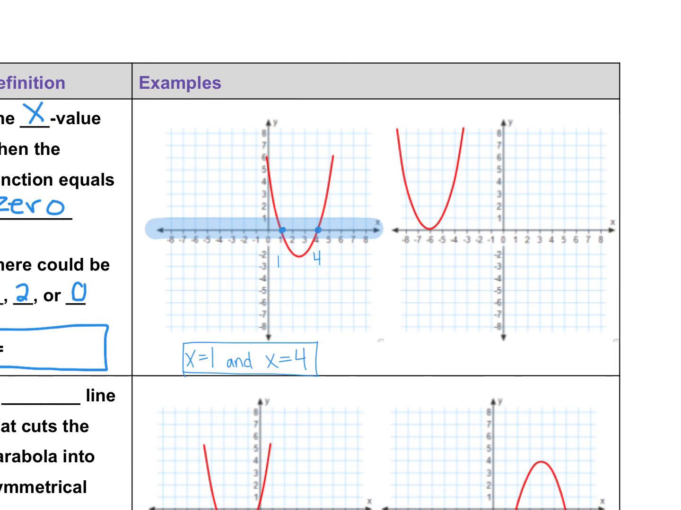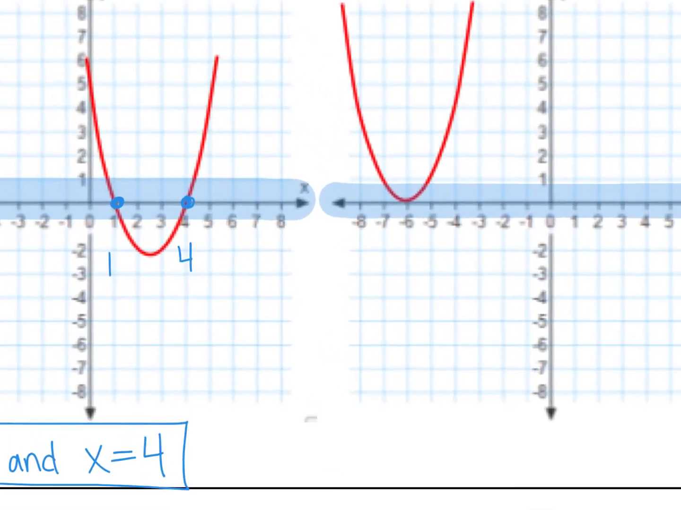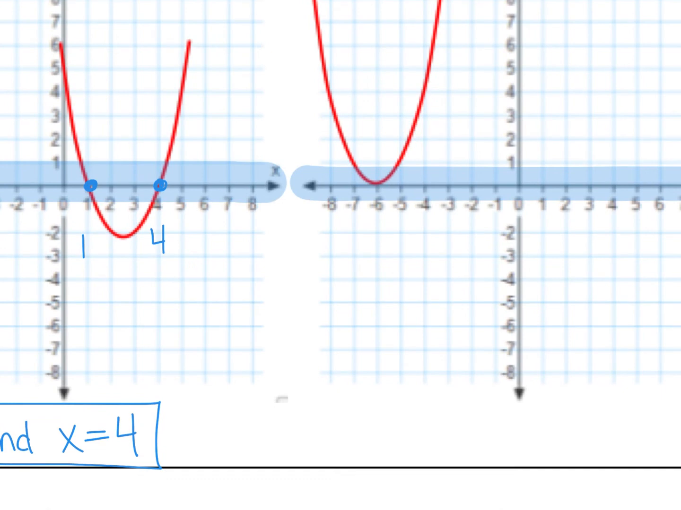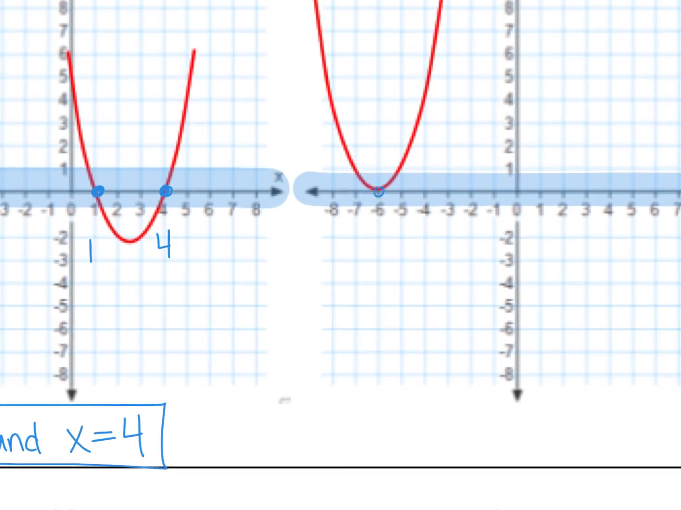Now on the second one, we're going to do those same steps. Let's highlight our x-axis. And then we're going to zoom in and look, where did that graph touch the axis or touch that line? It's right here at, oh, it looks like that's -6. So in this case, it's going to be x equals -6.